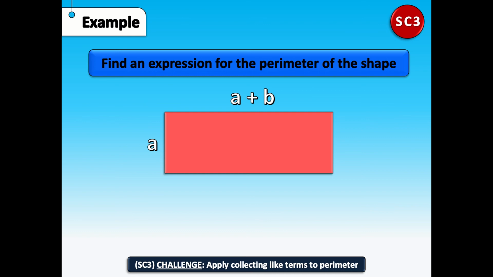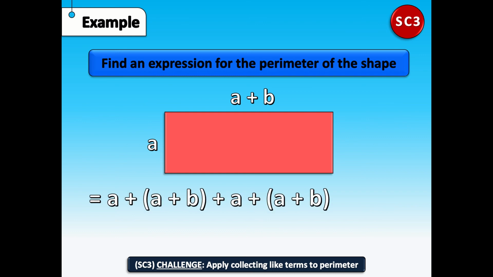We can do this with algebra as well. So we need to add all the sides together. So we've got a plus b plus another a plus another a plus b. So we add all the a's together and we add all the b's together. So the answer is 4a plus 2b.